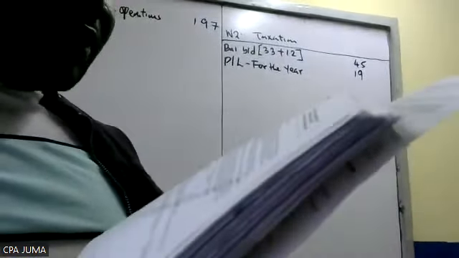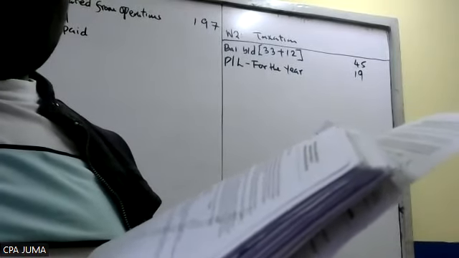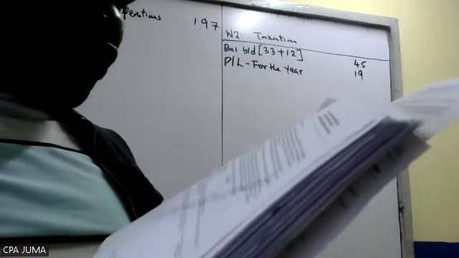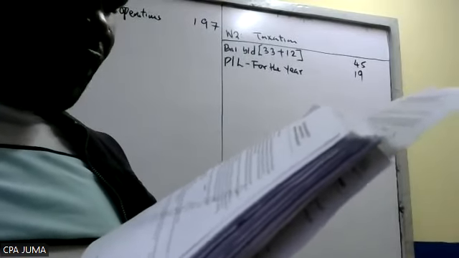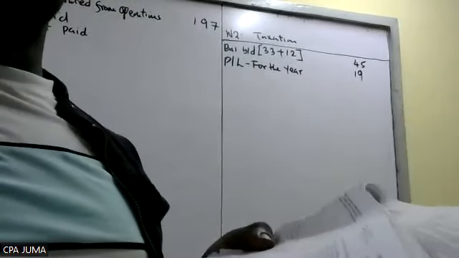Are you seeing other comprehensive income? Items that will not be reclassified to profit or loss. Then on it, there was gain on revaluation on plant, 50. Then income tax on items that will not be reclassified is how much?